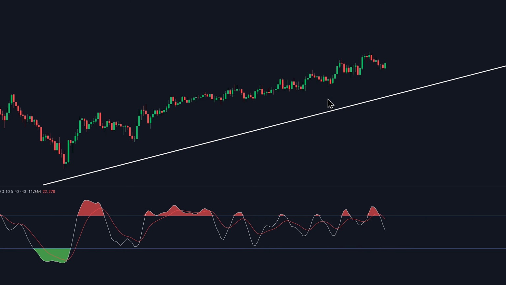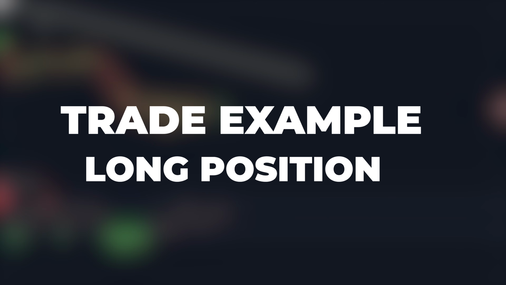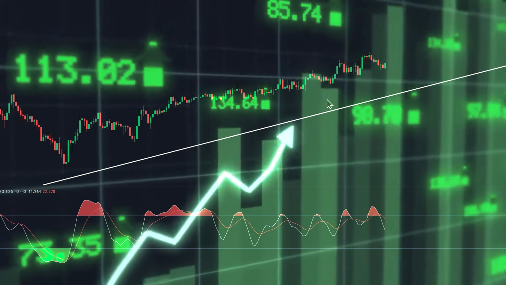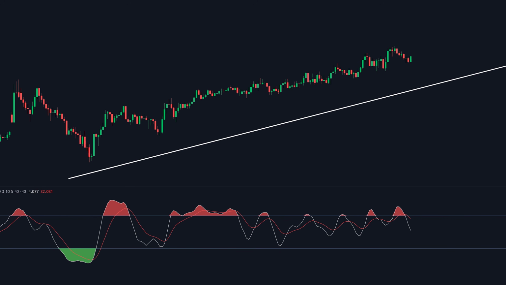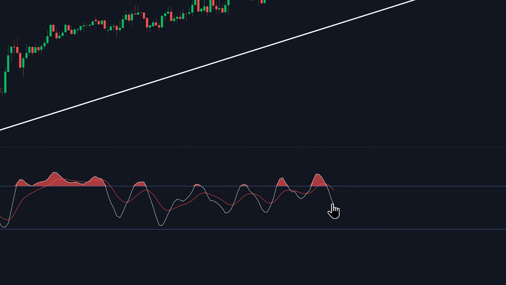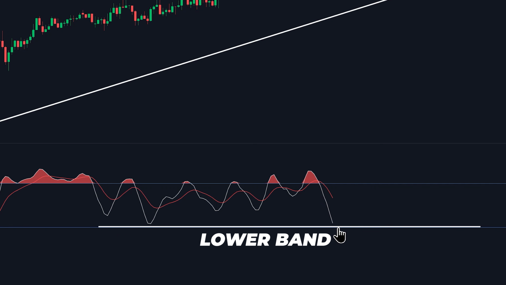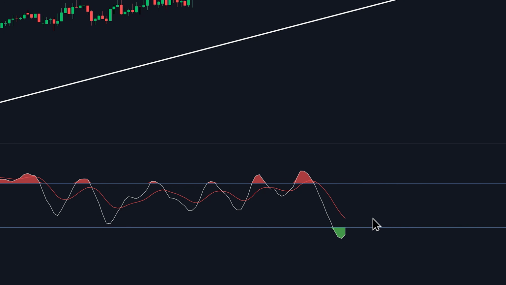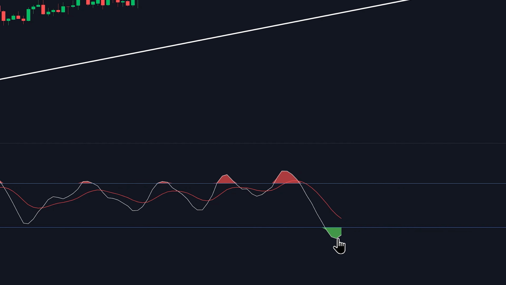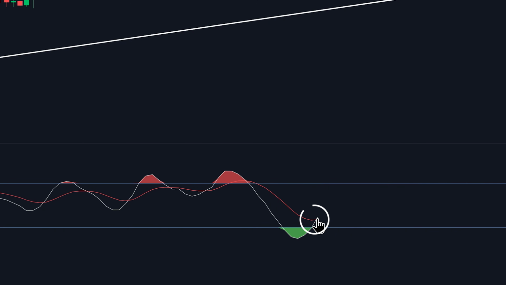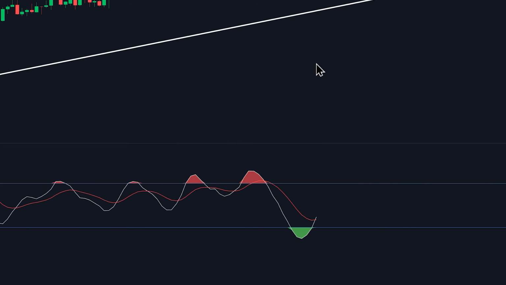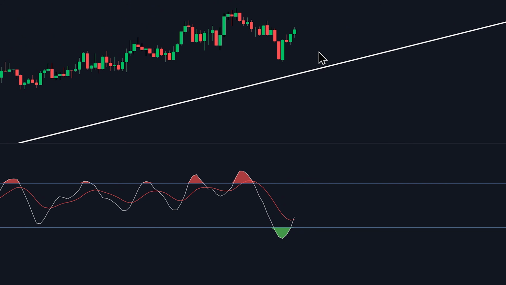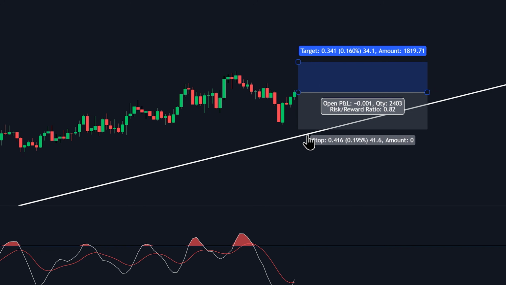Now, to trade using this indicator, here is how we're going to do it. In a bullish trend, for example here, we're basically going to wait for the stochastic oscillator to go below the lower band. This indicates a pullback in a bullish trend. After we have the pullback, we want the stochastic oscillator to come back above the lower band and cross above this red EMA. This crossover indicates the end of the pullback and the beginning of a bullish trend continuation, and this is where we're going to enter our trade.